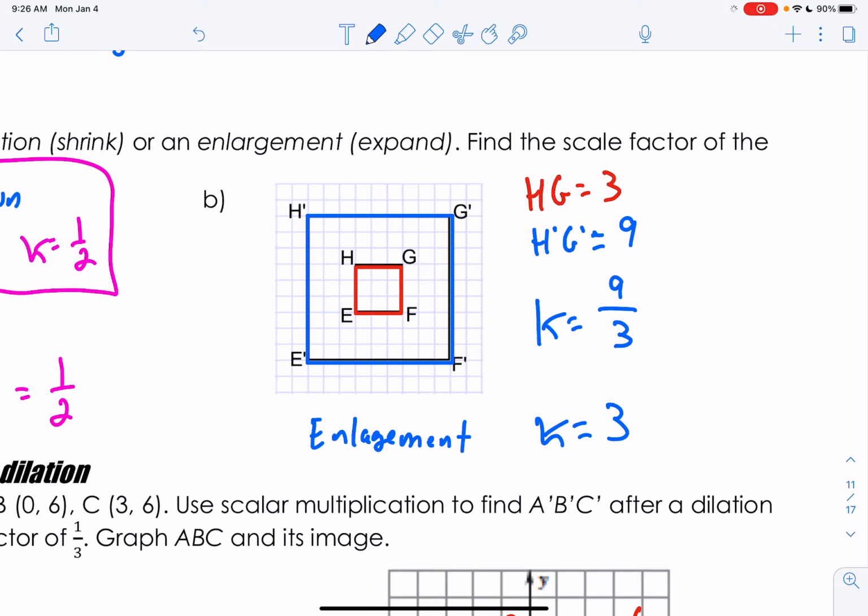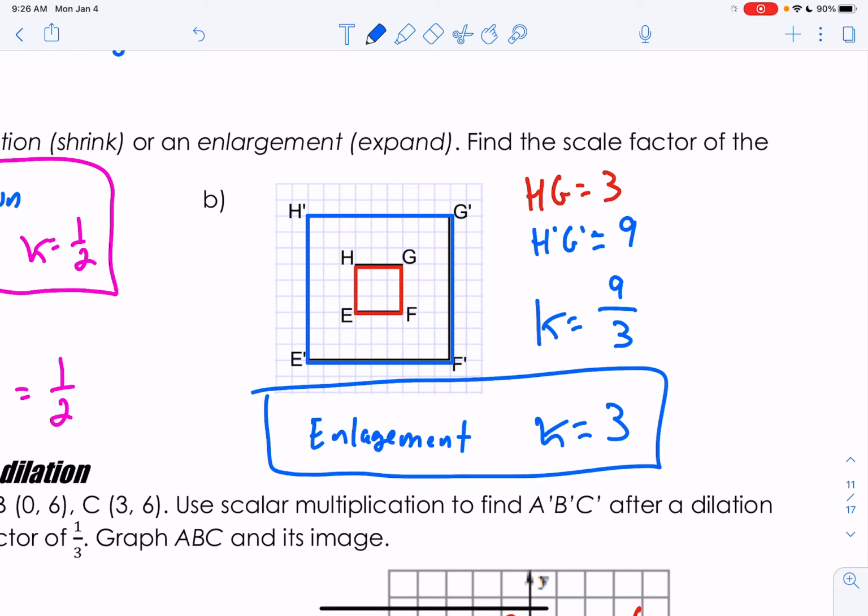All right, so we have an enlargement and a scale factor of 3. That's just looking at two shapes that have already been dilated, determining if it's a reduction or enlargement, and then finding out the scale factor from there.